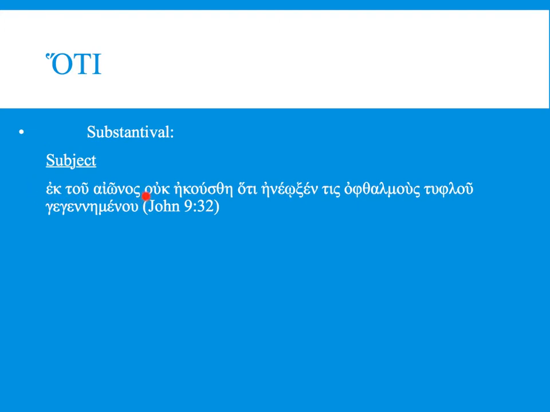It was not heard from the ages, right? Ek, by the way, is a prepositional phrase that is modifying this verbal idea. It was not heard source from the ages. So really the source or origin, this is a spatial use for a temporal metaphor. So it's never been heard is the idea.